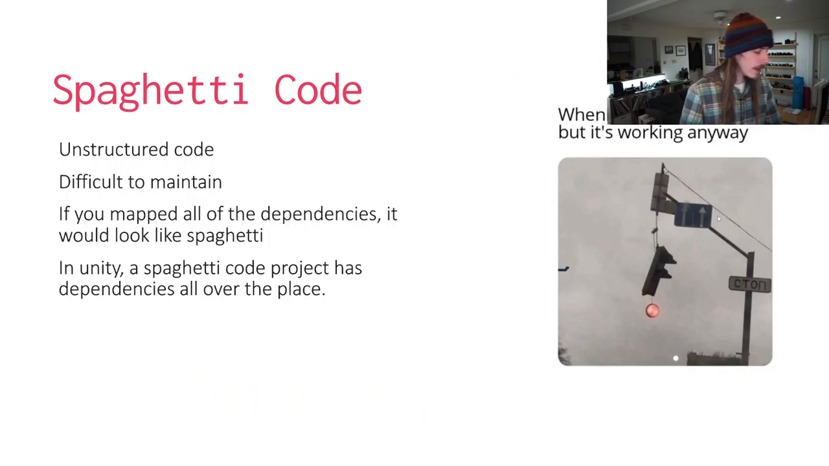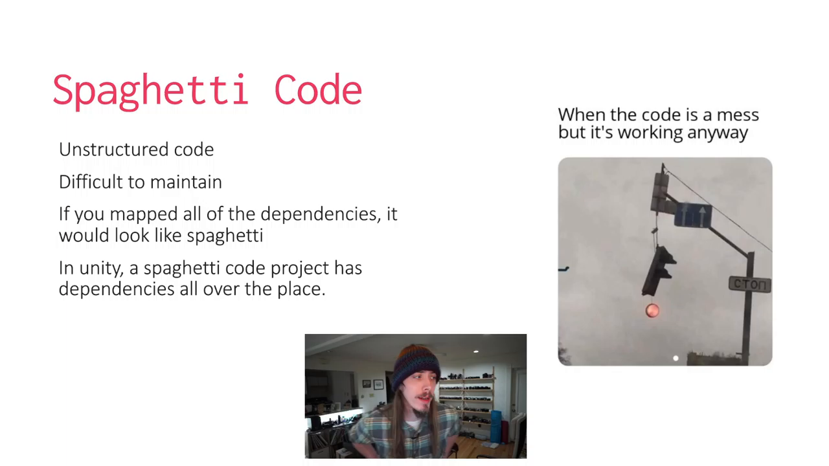Spaghetti code. Unstructured code. Code that doesn't have a clear plan, a clear hierarchical, top-down category, you know, this belongs to this, this belongs to this. It doesn't have a structure that's visible, readable, understandable. It is code where this references that, and this uses this thing, and that talks to that system, and all your dependencies are all over the place. If you were to map out all your references and dependencies, it would look like a big old plate of spaghetti.